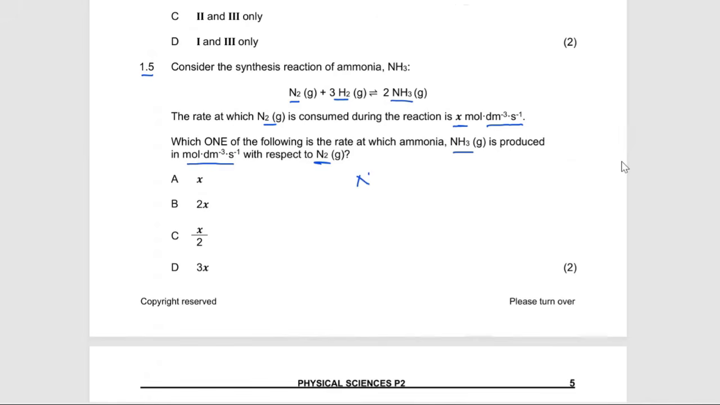So it's a matter of us comparing this N2 versus 2 NH3, right? So in terms of our mole ratio, we can see the ratio is 1 is to 2. Then in terms of our X here, this side means we're going to have a double. So we're going to multiply 2 by X, therefore getting a value of 2X. So it means our option B is going to be the correct answer there. So we consider the mole ratio again, if you look at the coefficients there, it is 1 is to 2.